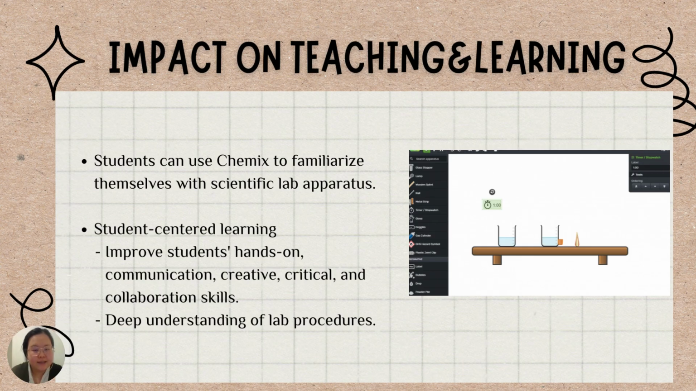Student-centered learning is an in-depth study of how students can use Chemix to teach themselves and others. This helps them to improve their skills of communication and collaboration. It gives students control over processes that they could only have imagined before and makes their thinking about lab procedure visible.